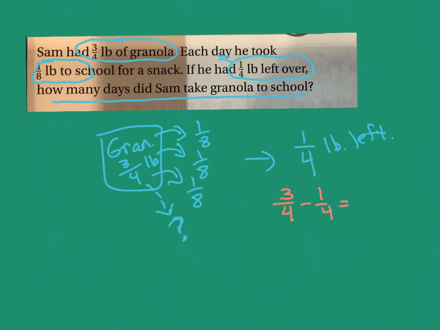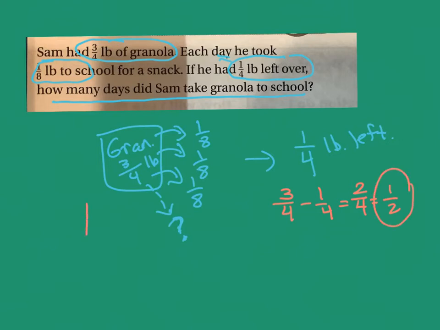And nice that my denominators are already the same. Thanks, book people. I appreciate that. So I don't even have to find a lowest common denominator. I just go ahead and do my subtraction. 3 minus 1 is 2. Denominator stays the 4. That's reducible. I'm going to go ahead with the reduction, I think. 2 divides into both of those. 1/2 is what you'll get. So he took 1/2 to school.